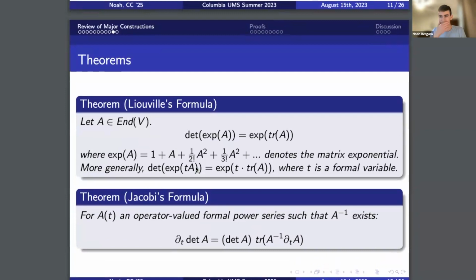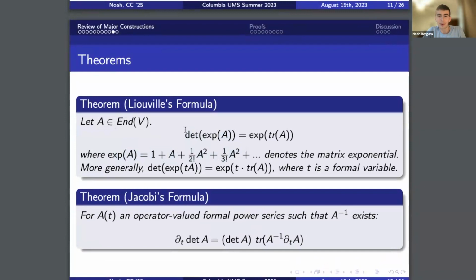Okay, now these are two really famous identities about the relationship between trace and determinant. The first one I'm going to show you is called Liouville's formula, or Louisville's, I've just called it Louisville's in my head. So if you take an endomorphism of V, then you have that the determinant of the matrix exponential of A, we could write it out like this.